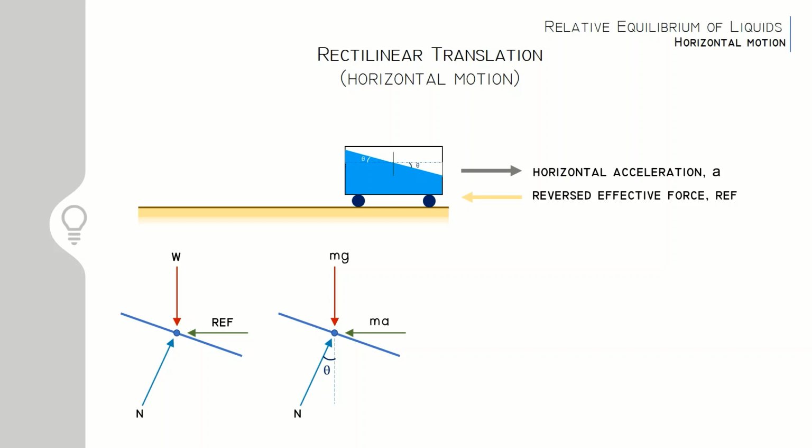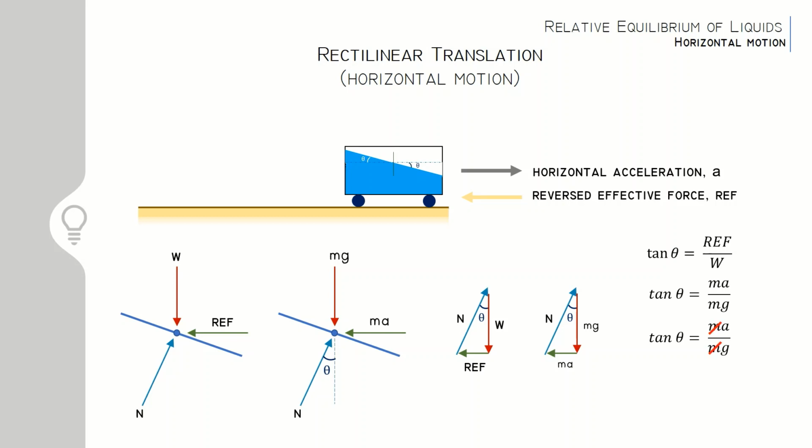Since these three forces are concurrent forces, which means that they intersect at a common point, we can create a force polygon. By tangent function, we can compute the angle of inclination, or the angle with respect to the horizontal. So tangent theta is equal to opposite, the REF, over the adjacent, which is the weight. Substituting their formulas, REF is equal to mass times acceleration, and weight is equal to mass times gravitational acceleration. Canceling the mass, we now have this formula if the acceleration is horizontal: tan theta equals a over g.